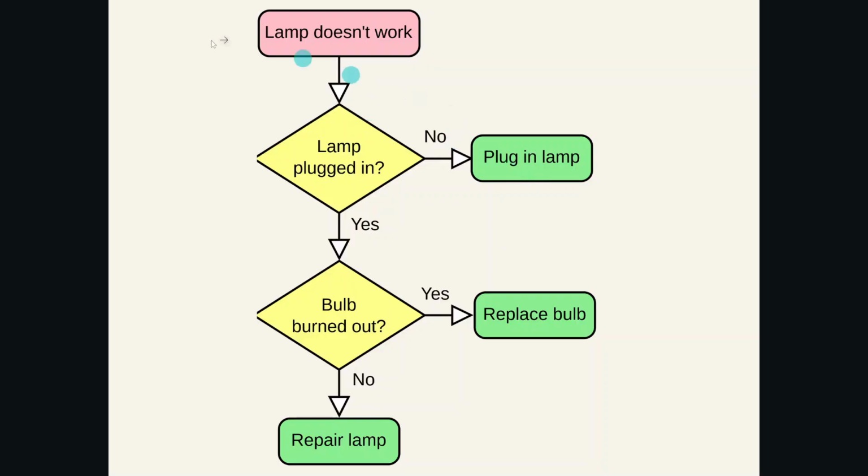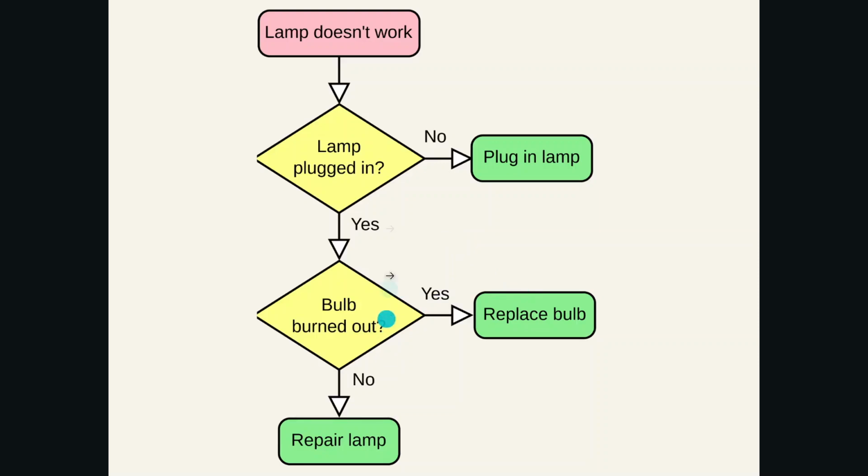So, here we've got a problem. A lamp doesn't work. So let's fix the problem. Lamp plugged in. Is the lamp plugged in? No? Then plug in lamp. If the lamp is plugged in, then check whether the bulb is burnt out. If it is, replace it. If not, repair the lamp.